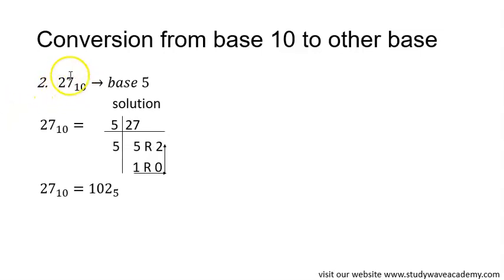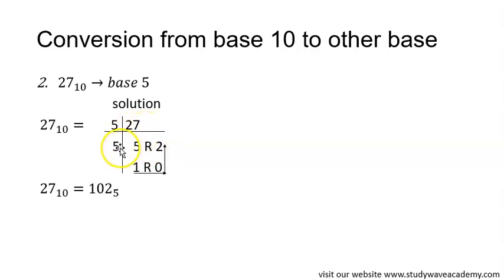We have to convert this number from base 10 to base 5. So we are going to divide 27 by 5. Okay, we are converting 27 base 10 to base 5. So 5 here and 27. 5 in 27, it will go how many times? It is 5, remainder 2, because 5 times 5 is 25, so 2 extra is remaining, right?